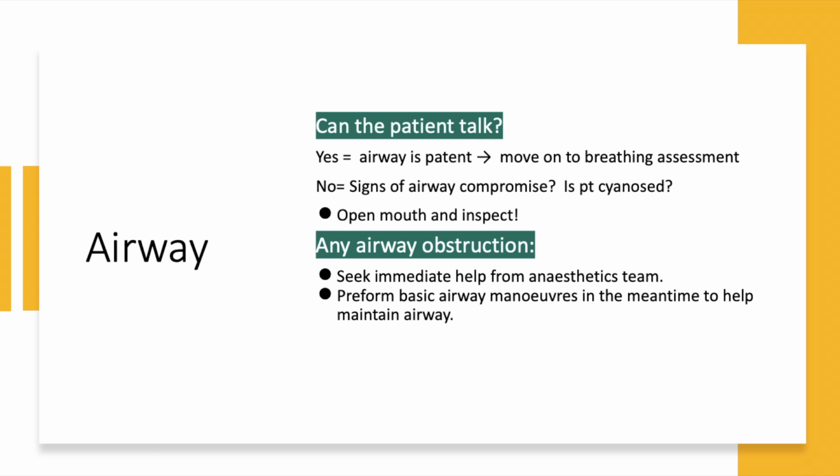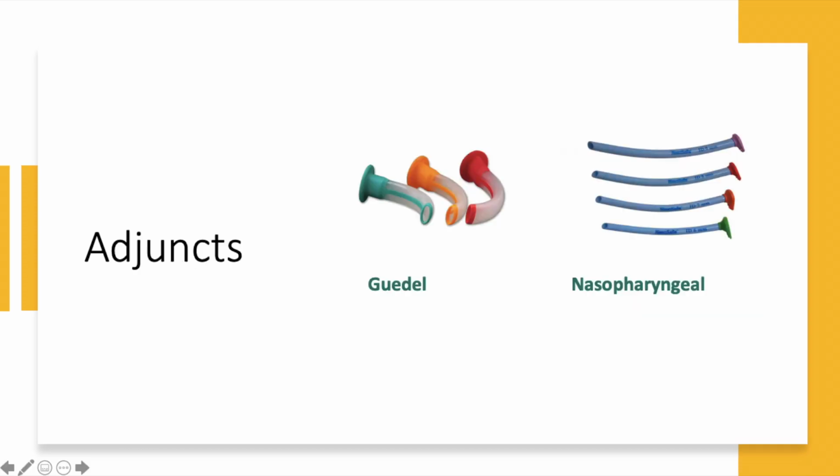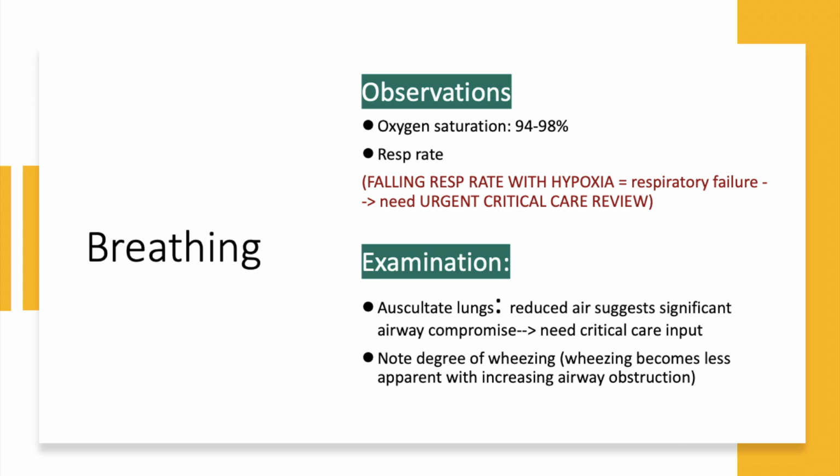If there is sign of airway obstruction, seek immediate help from the anaesthetics team and perform basic airway maneuvers in the meantime. This is your head tilt and chin lift. If the airway still appears to be compromised, you can consider using an airway adjunct. The type of adjunct you use depends on the patient's consciousness level. If the patient is unconscious, they can tolerate a Guedel, which is an oropharyngeal airway. However, if the patient is partially conscious or awake, they will not tolerate this, so you would consider using a nasopharyngeal airway.